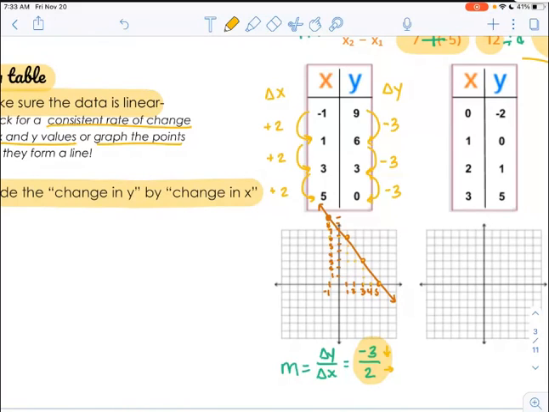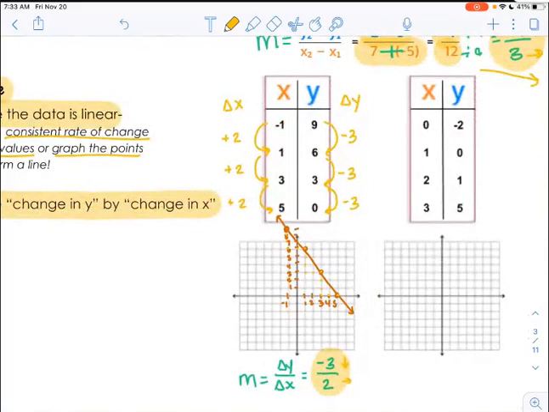Let's check this second table. We're going to use the same process. We're going to first check and see if this data is linear. Starting with the x values, I'm going to look for change in x here. How do I get from 0 to 1? That's +1. How do I get from 1 to 2? It's +1. How do I get from 2 to 3? That's +1. So far, it looks good. The x values are increasing by +1 each time.